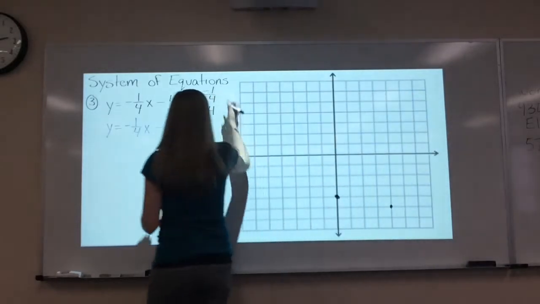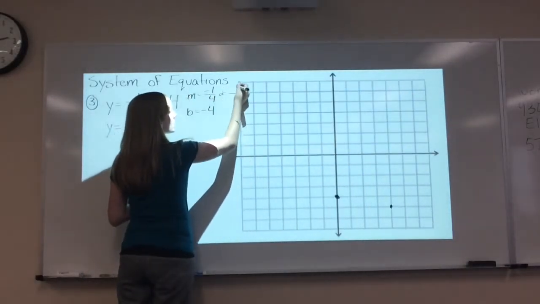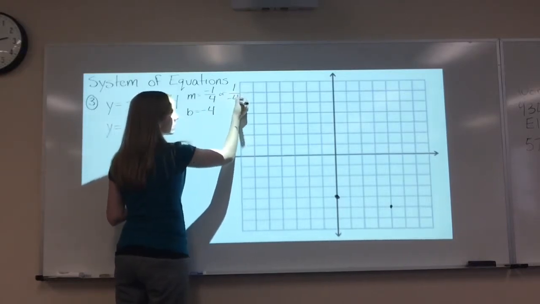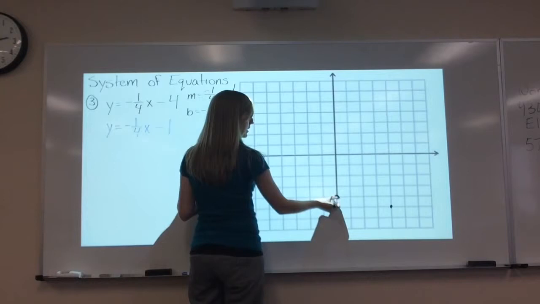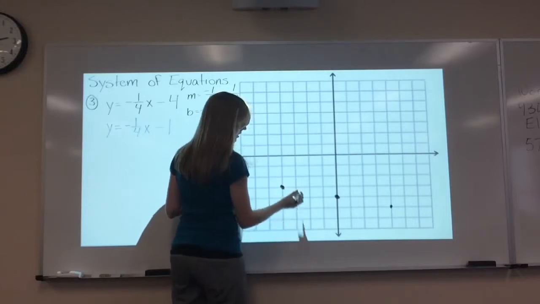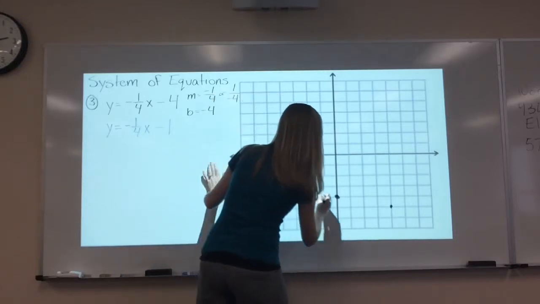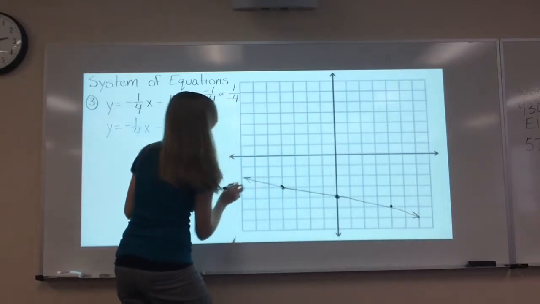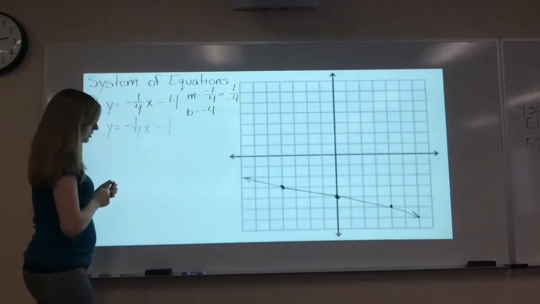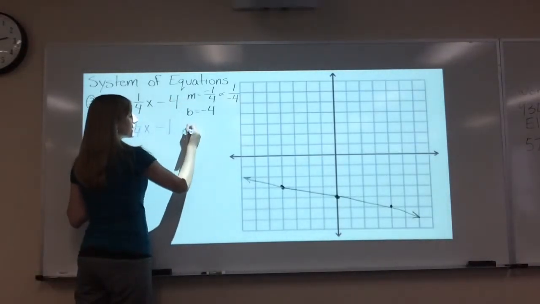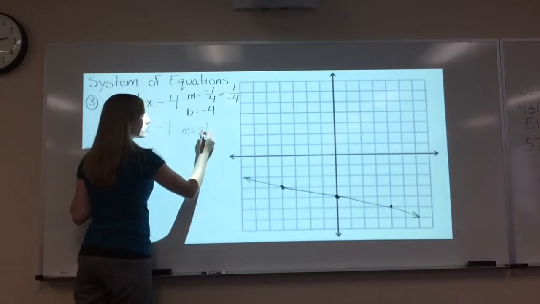Let's also do the opposite. So instead of -1, let's make it positive. Instead of +4, we'll make it negative. So +1 means we go up 1, -4 means to the left 4, and we put our point. And then I connect them. That's our first graph.